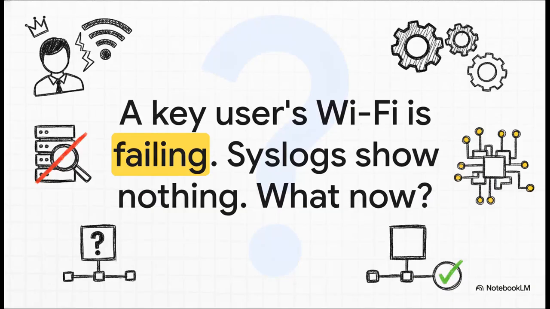So let's kick things off with a scenario that I'm sure trips up a ton of engineers. Imagine this. A key user, maybe a VIP, is telling you their Wi-Fi is failing. But when you go check the syslogs, there's nothing. Zip. It's totally clean. Now this right here, this is where we separate the pros from the rookies. Knowing the right tool for this exact situation makes all the difference.